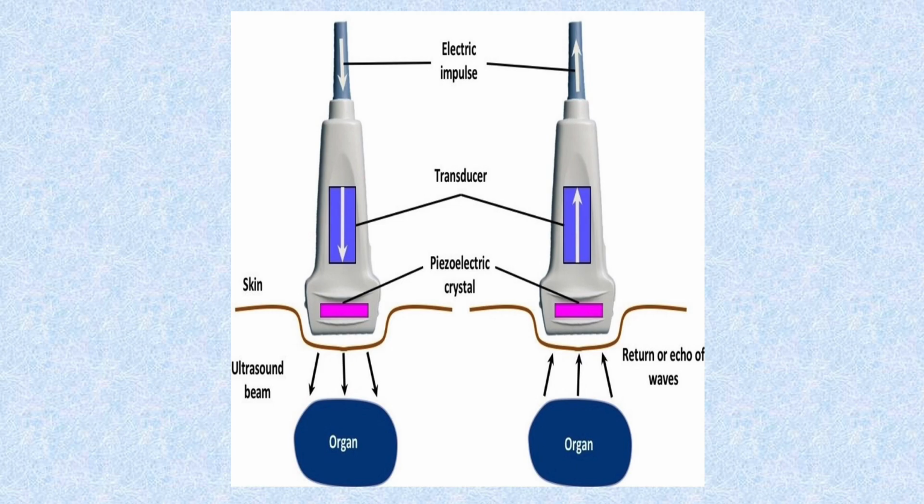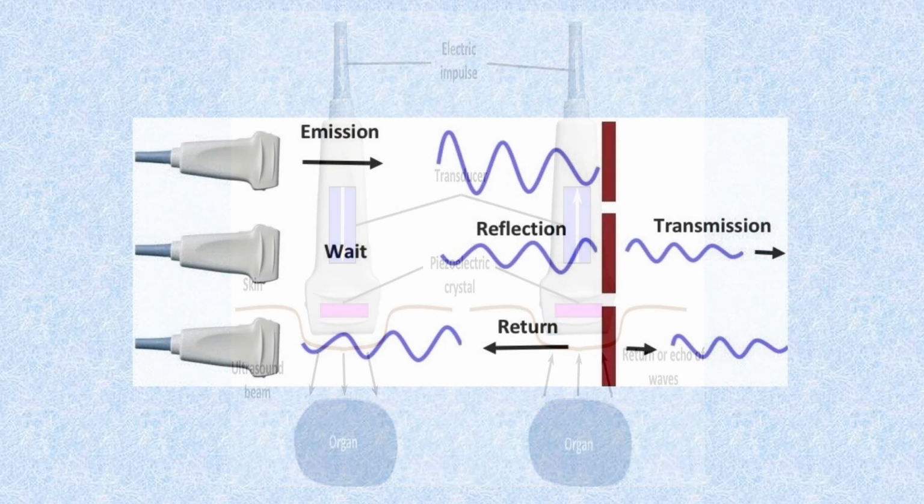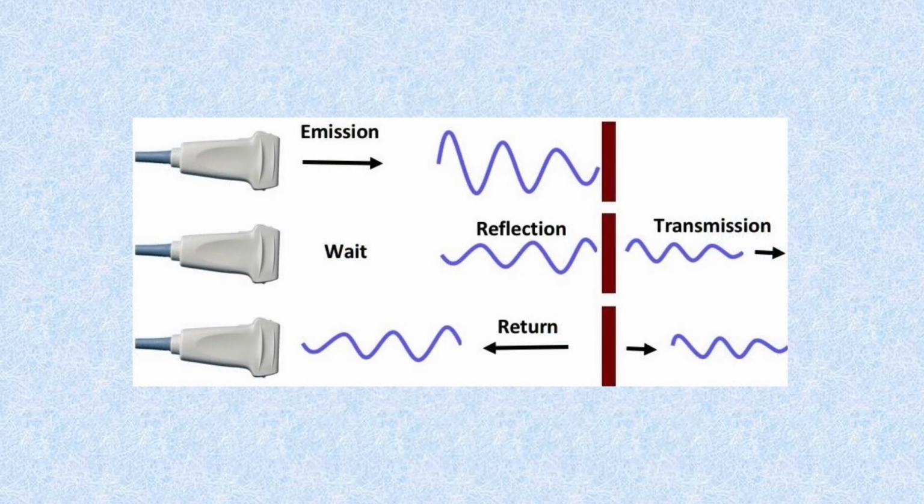So this is basically a picture to show how the image is produced. The ultrasound will produce the wave and send it to the organ. The organ will either absorb or reflect, and then the image will be produced on the screen. This is another picture to illustrate what I meant just now.